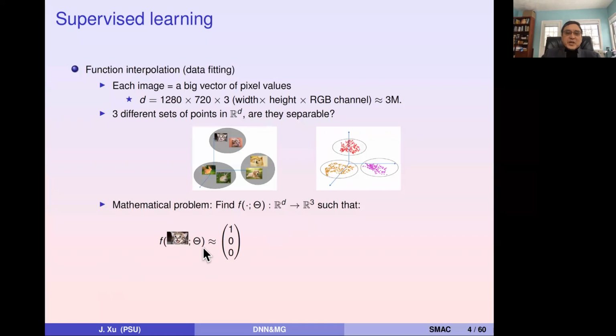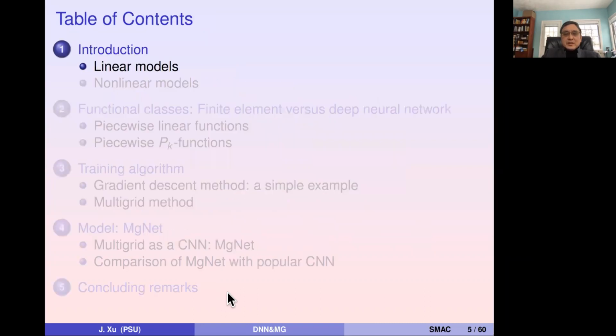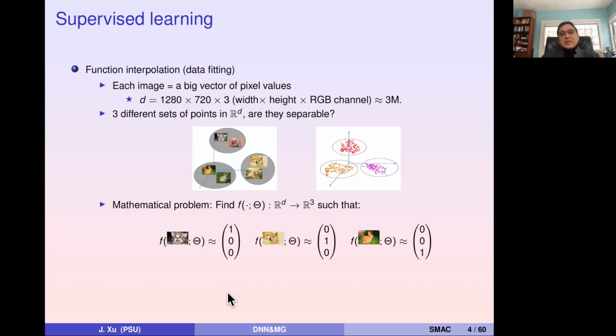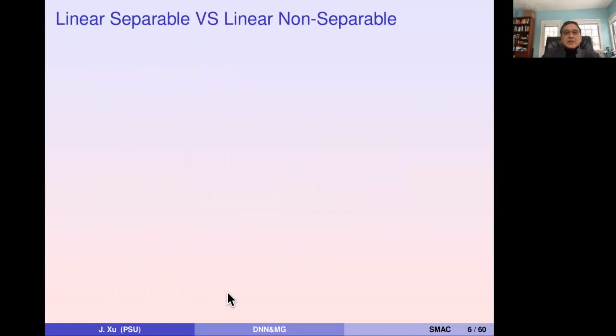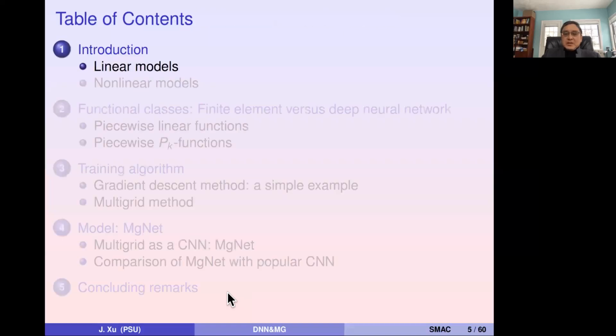such that you do the matching, the interpolation. If it's a cat, you output (1,0,0). If it's a dog, (0,1,0). And when a new image comes in, you can make the prediction. So how do you do these things?